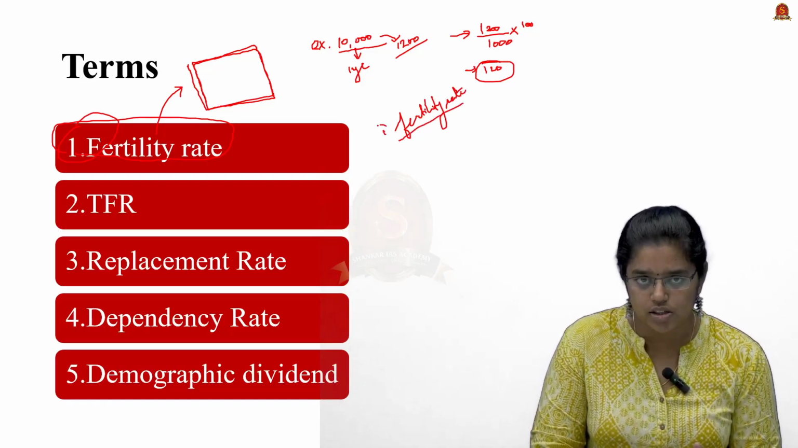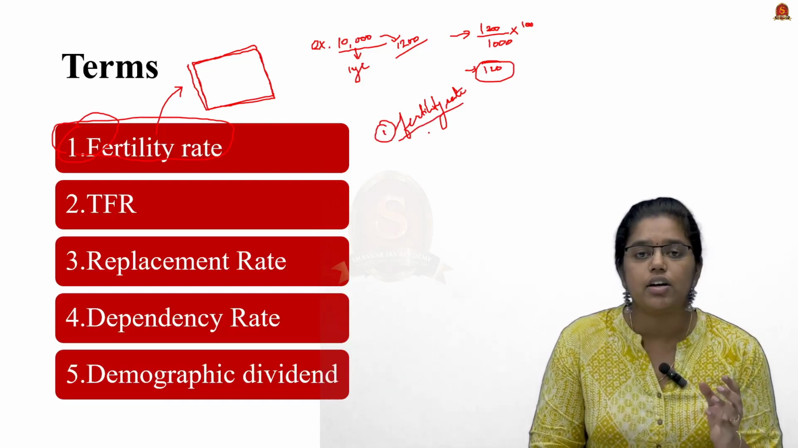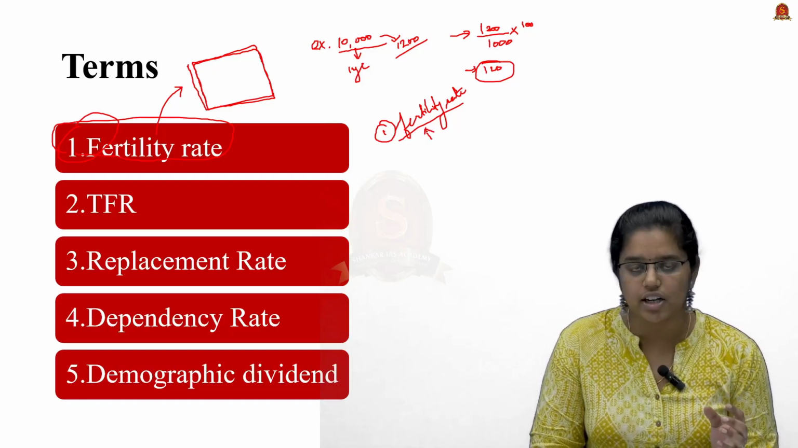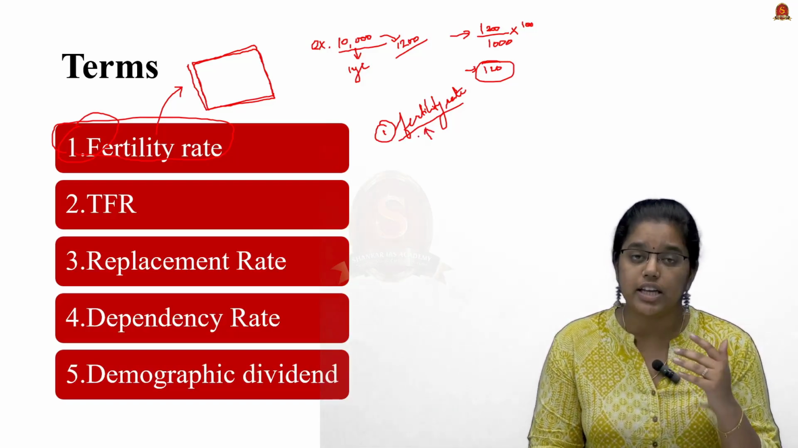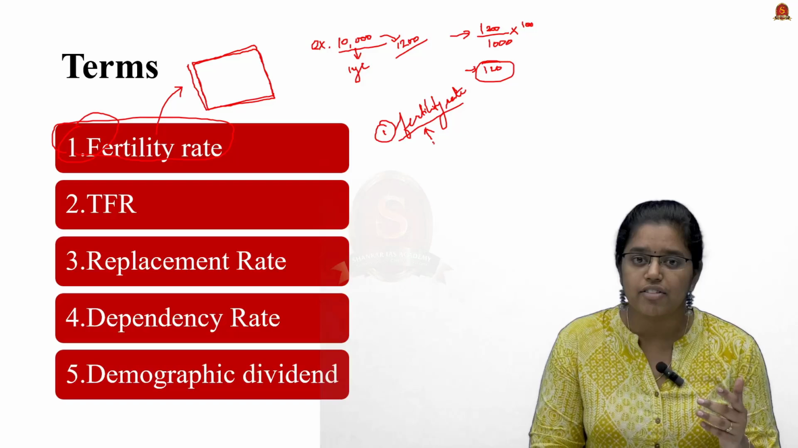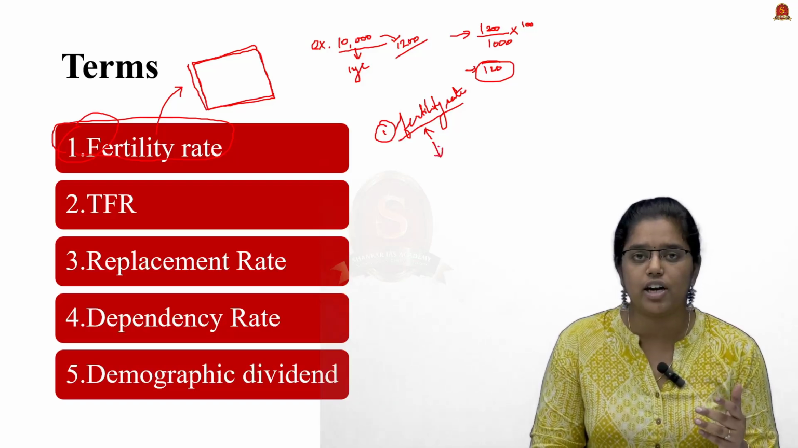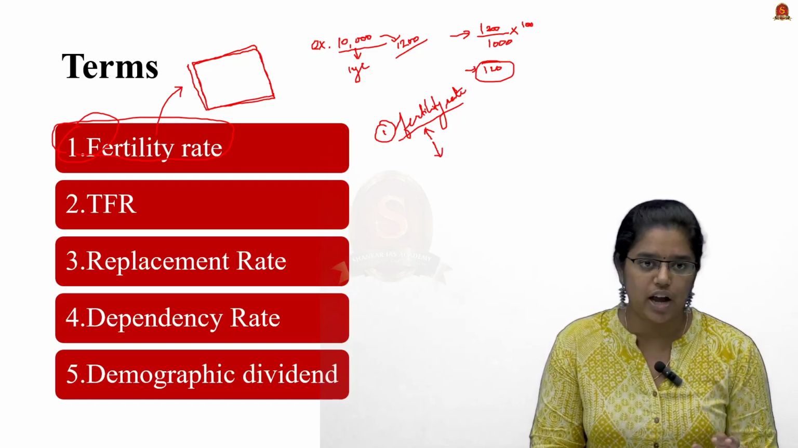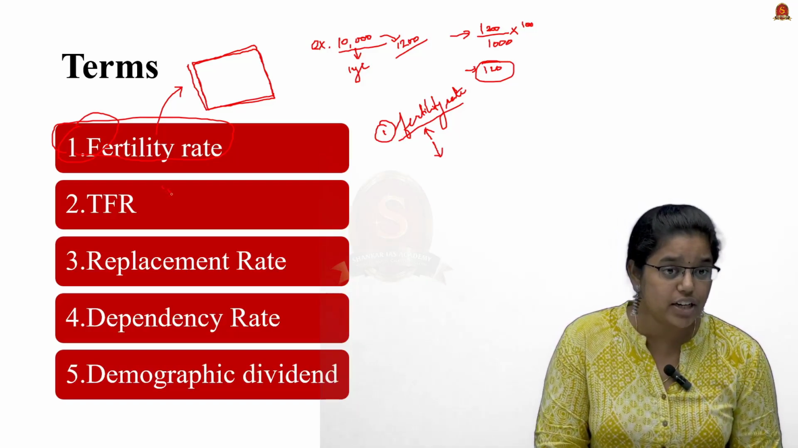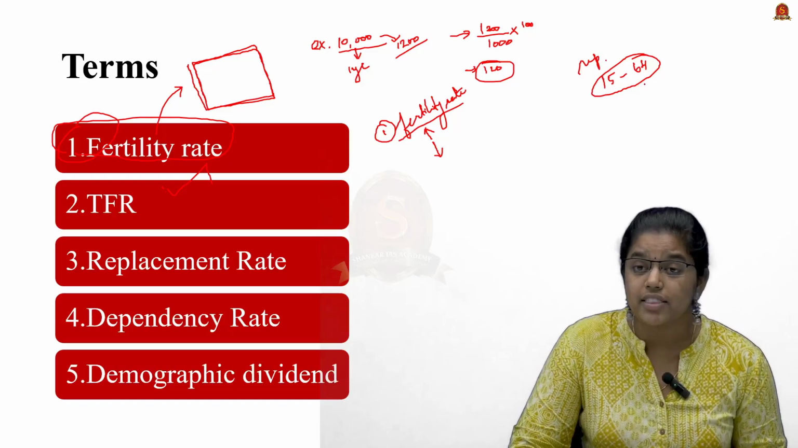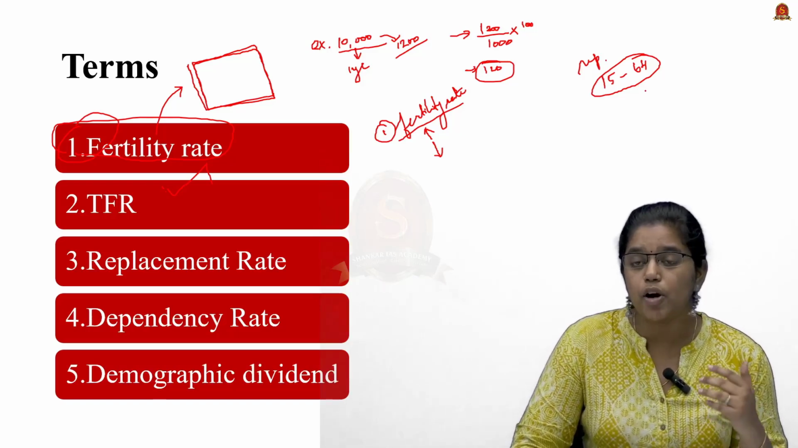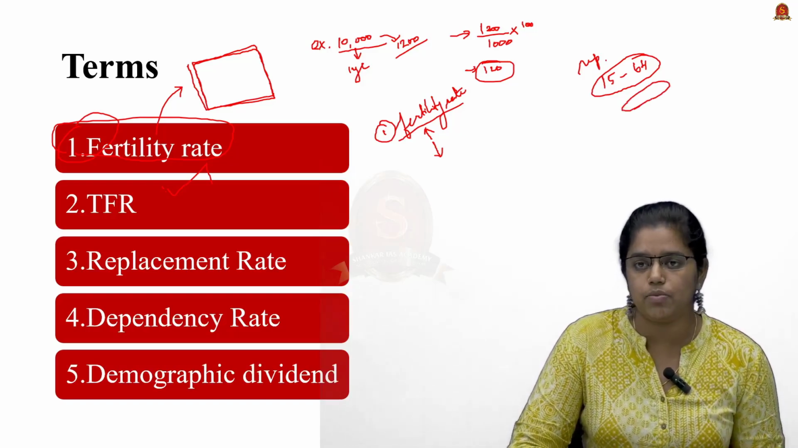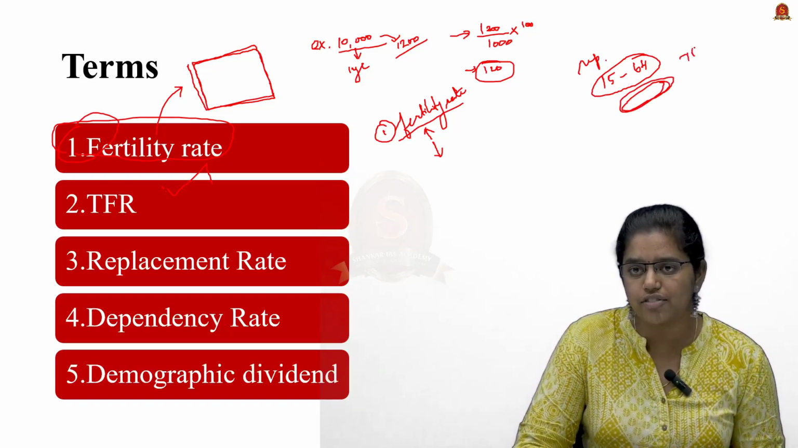You have to understand this term. If a country or a particular place has a high fertility rate, then there will be an increase in the population, and if it has a low fertility rate, there will be a decline in the population. These are the concepts we have to understand. Secondly, we have the total fertility rate, which is the prediction of the number of children that will be born to a woman during her lifetime.